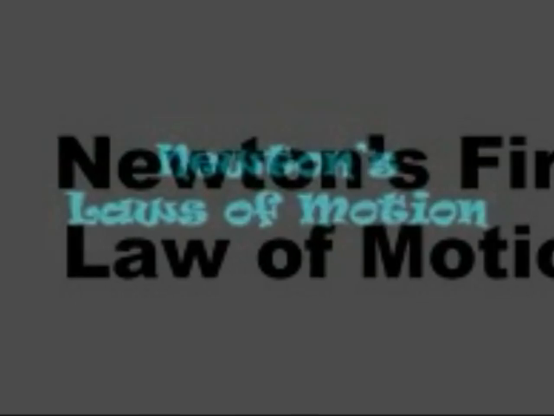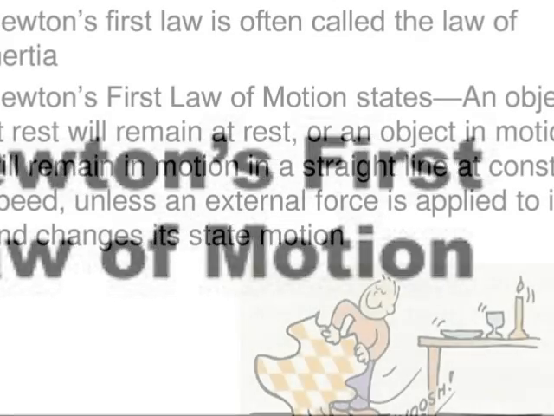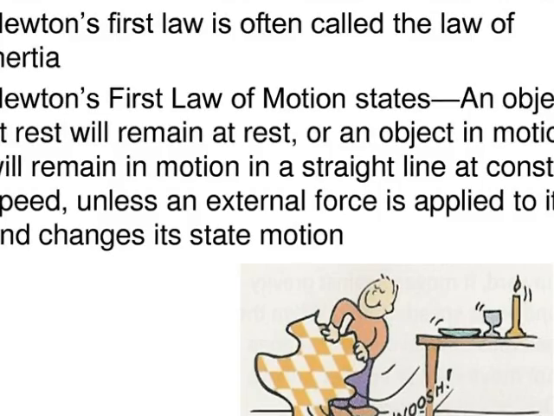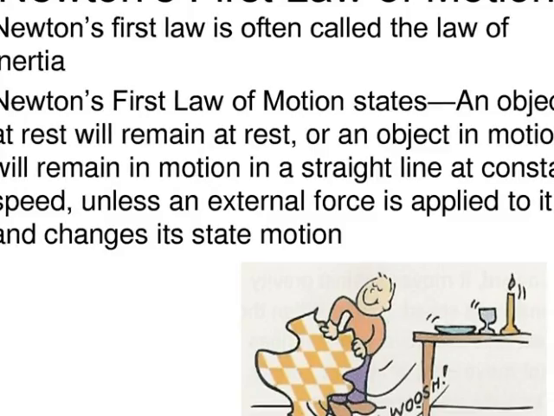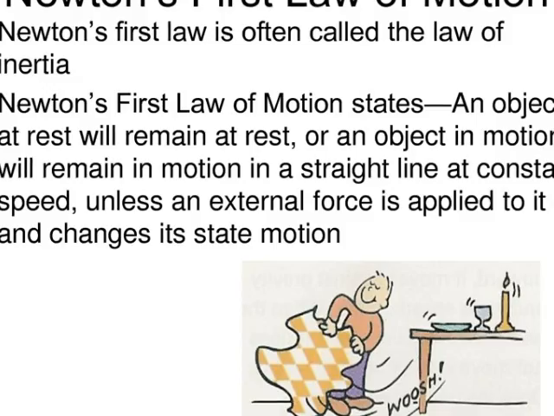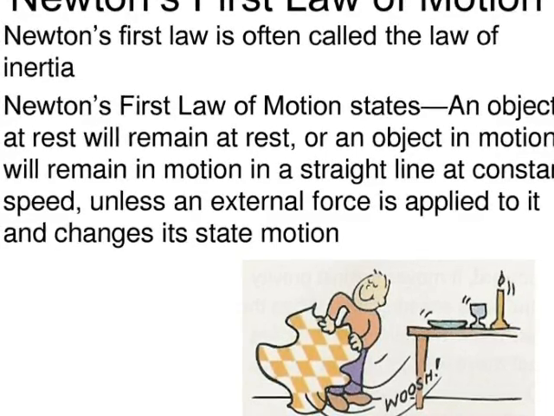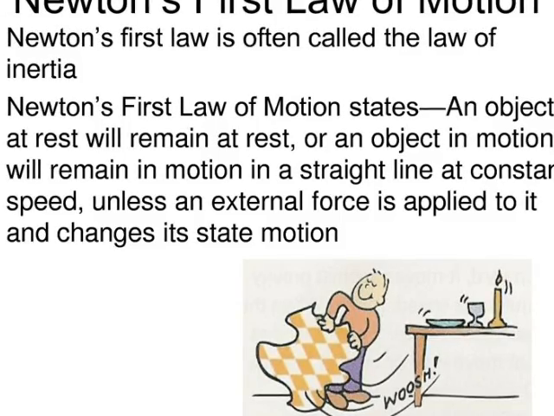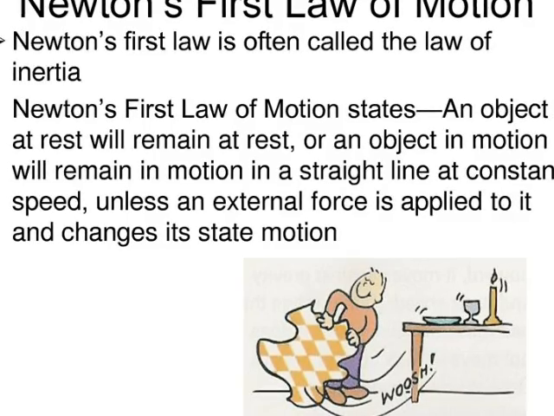Now we come to Newton's laws of motion. Newton's first law of motion. As you can see, another name for Newton's first law of motion is inertia, where it says an object at rest will remain at rest, or an object in motion will remain in motion in a straight line at constant speed unless an external force is applied to it and changes its state of motion.